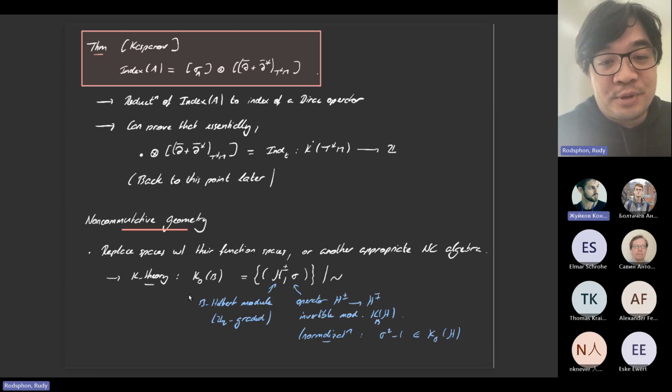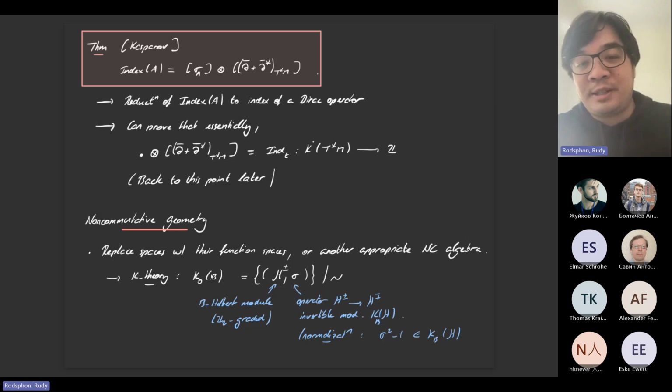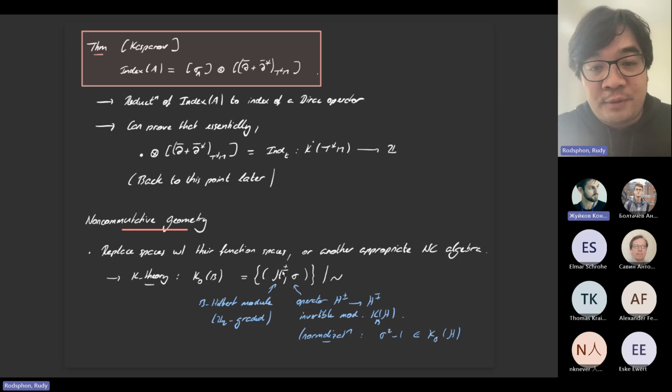If in this context B is a C-star algebra, all the definitions you had before generalize very easily. There is no problem in generalizing them. Here you have to think about K0 of B as a triple again. You have a Hilbert module over B, and you should think of that as sections of some bundle, and then you have still this operator that's invertible up to compact operators, in the sense of Hilbert modules here.